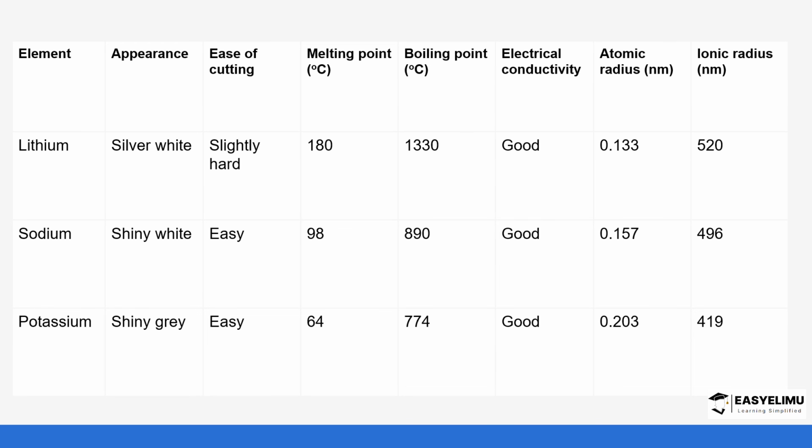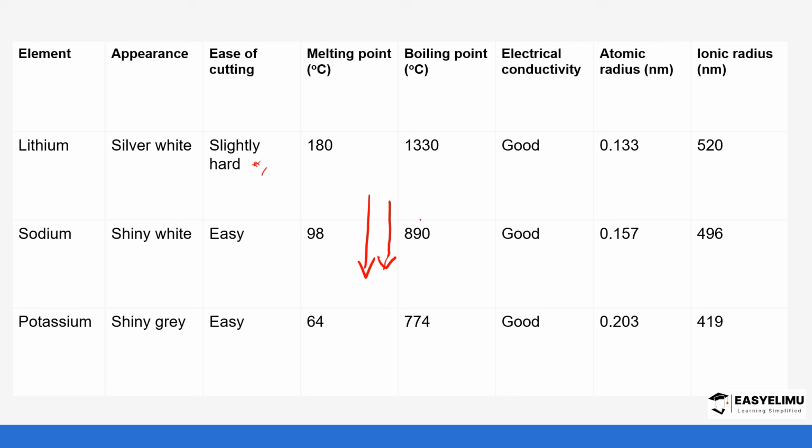So we said you can see the ease of cutting. Lithium is slightly hard because the size is very small, so the strength of the metallic bond is very strong, while sodium and potassium are easy to cut because the strength of the metallic bond is weaker. If you look at the melting point and boiling point, it is the same case: they decrease down the group because the strength of the bond becomes weaker down the group, so it will require less energy.